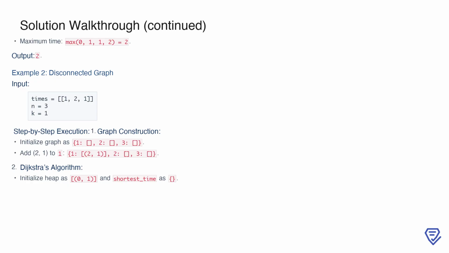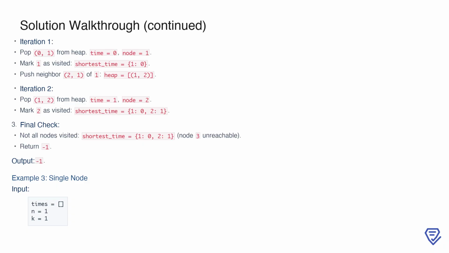Using Dijkstra's algorithm, we start from node 1 with heap equals [(0, 1)] and an empty shortest_time dictionary. In the first iteration, we pop (0, 1) from the heap, visiting node 1 with a travel time of 0. Marking node 1 as visited updates shortest_time to {1: 0}. We then look at its neighbor, node 2, which is reached with a time of 1. Pushing this into the heap gives us heap equals [(1, 2)].